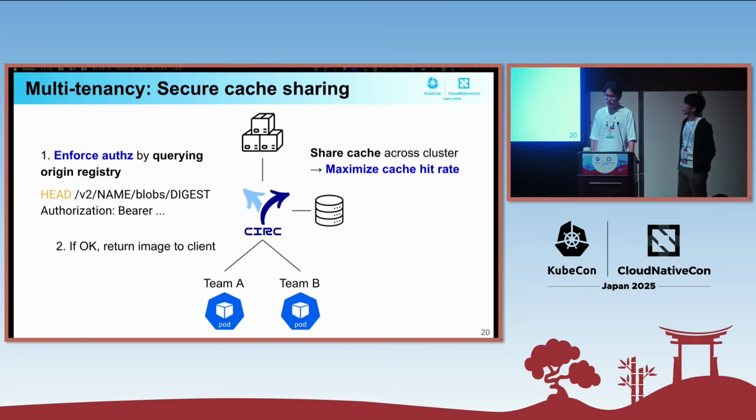CIRC ensures secure cache sharing by enforcing authorization for cached images. Specifically, it first queries the origin registry whether the user can use the image by sending an HTTP head request. Then, if the request is authorized, CIRC returns the image to containerd, and otherwise, CIRC returns a not found error. By enforcing authorization, CIRC ensures secure cache sharing while increasing the cache hit rate.